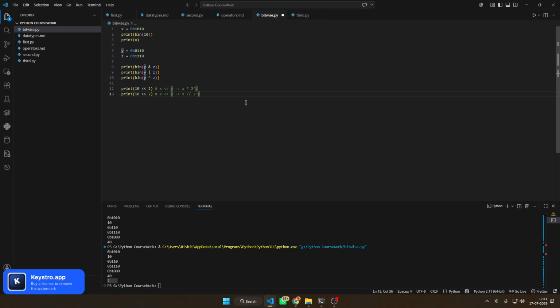So that is all for bitwise operators. I hope you understood it, and that was all about our first episode. We went over the different operators, the input function, the int function, the type function, and the print function. Also, we looked at how we can represent binary numbers in Python.